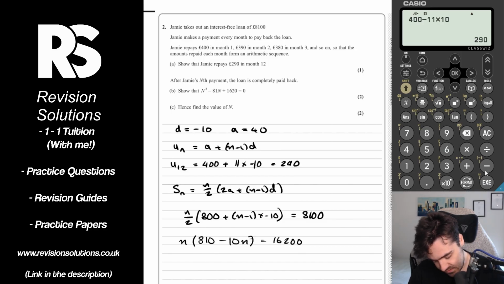Then expanding the bracket, we would have minus 10n squared plus 810n equals 16,200. And then we can cancel off a factor of 10 from everything, so we'll lose a 0 on each of these. And if I bring it all over to the right-hand side to make my n squared positive, we're going to be left with the result we wanted.